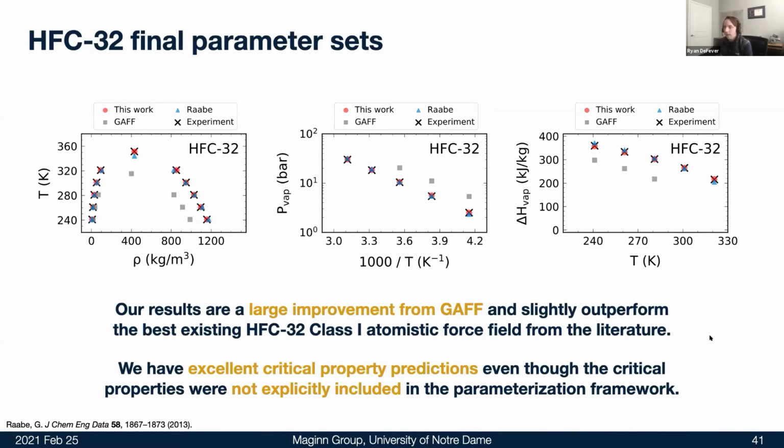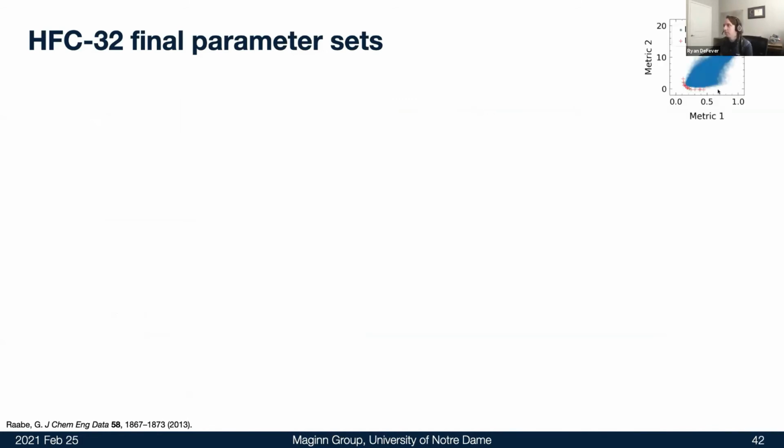So here I'm only showing a single parameter set. I've been telling you how we're getting lots of good parameter sets. So let's look at what all of those look like. So now what I'm going to do is show you all the parameter sets that we have that are non-dominated. So all of the parameter sets that lie on the non-dominated front. And we have 26 of them.